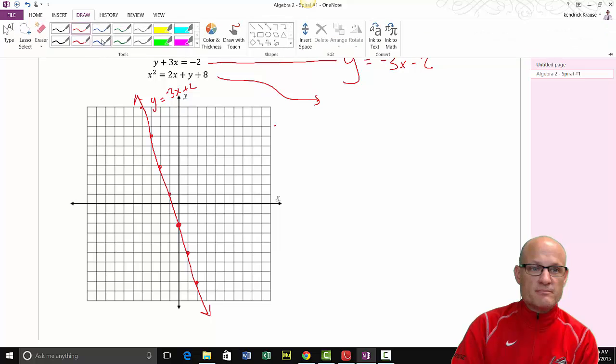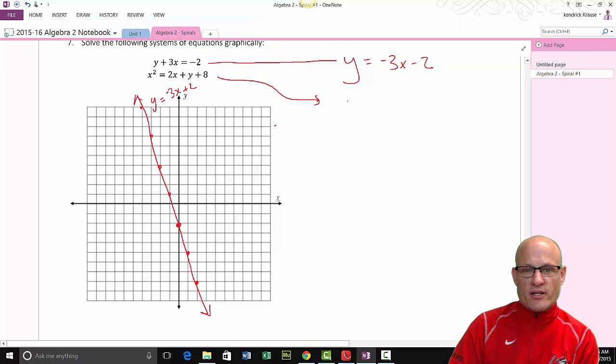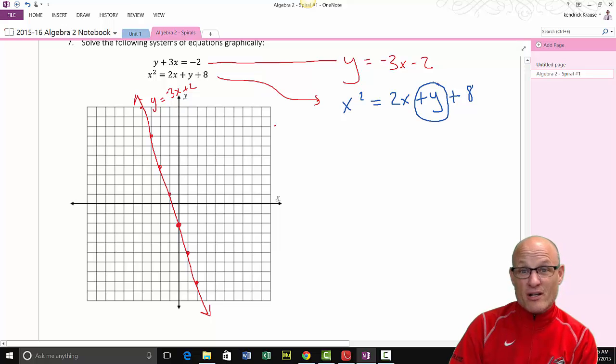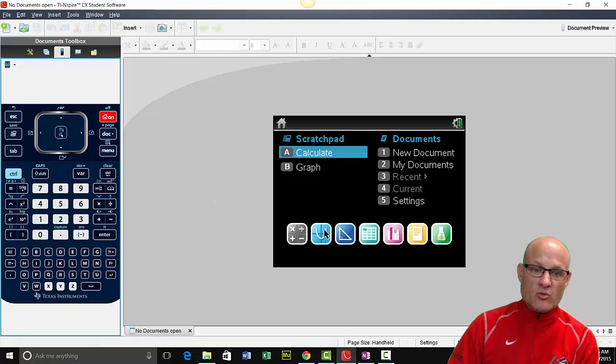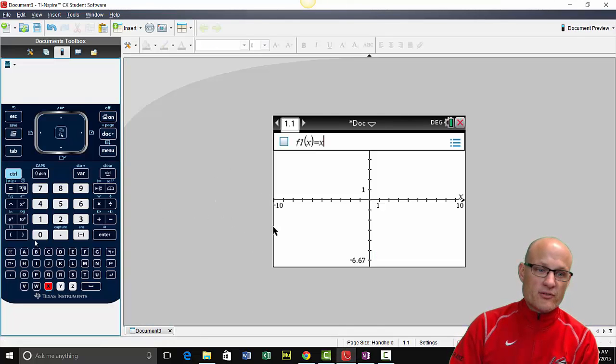Now I'm going to graph this one. Well, if I solve this, this is x squared equals 2x plus y plus 8. See, notice my y is already positive. That's what I want. I want my y to be positive. So y is equal to x squared minus 2x when it comes over, minus 8. I need to probably go to my calculator and graph this. X squared minus 2x minus 8.